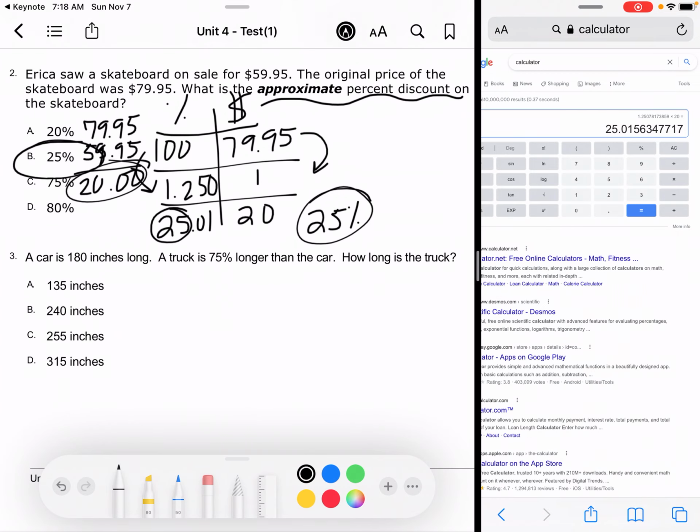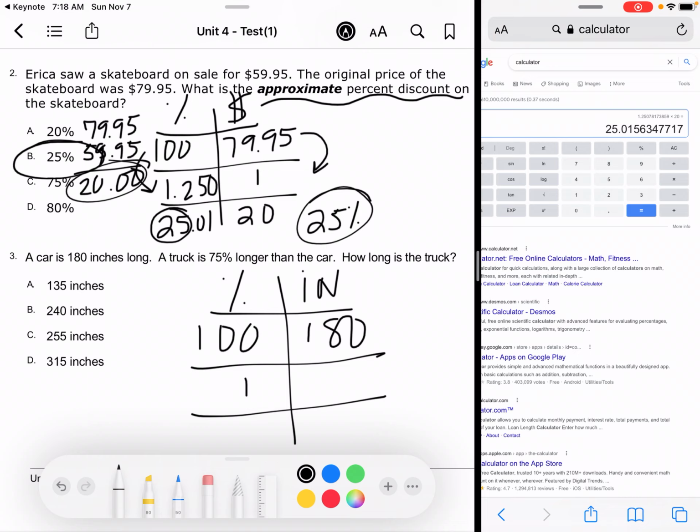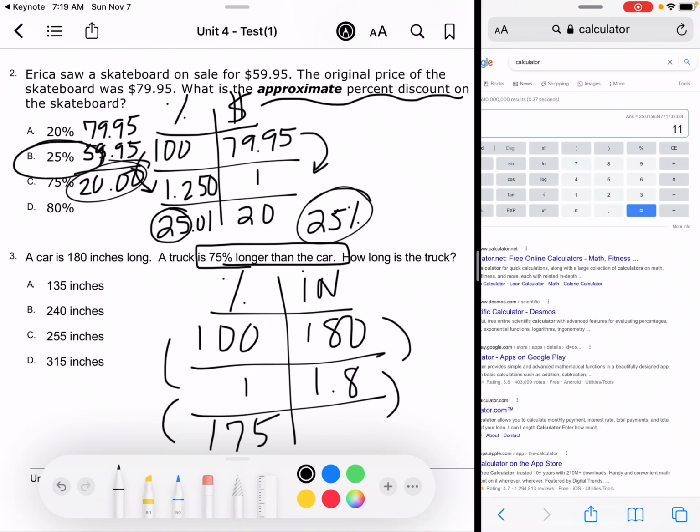A car is 180 inches long. The truck is 75% longer than the car. How long is the truck? So I have my percent and I have inches. I know that 100% would be 180. And I know I'm finding 175% because it says it's 75% longer than the car. So I divide by 100, and I'm multiplying by 175. And I get 315 inches.